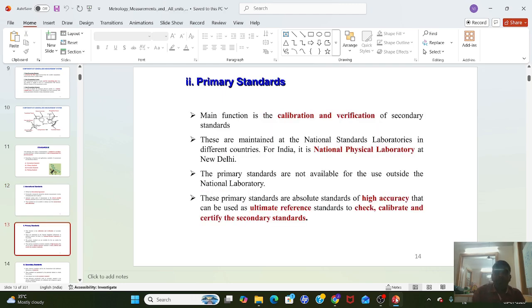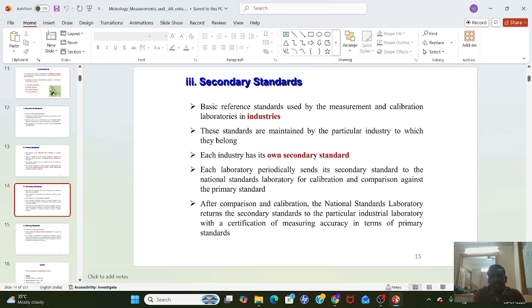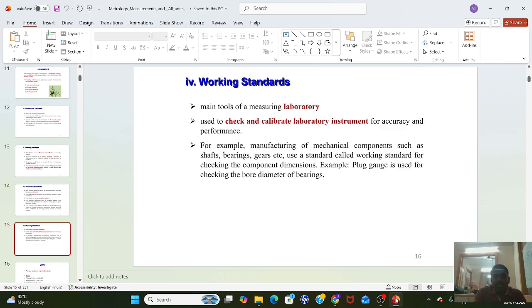Primary standards: the main function is the calibration and verification of secondary standards. These are the main national standards laboratories in different countries. The primary standards are not available for use outside the national laboratory. The primary standards are absolute standards of high accuracy and can be used for ultimate reference. This is for secondary standards. And the last one is working standards.